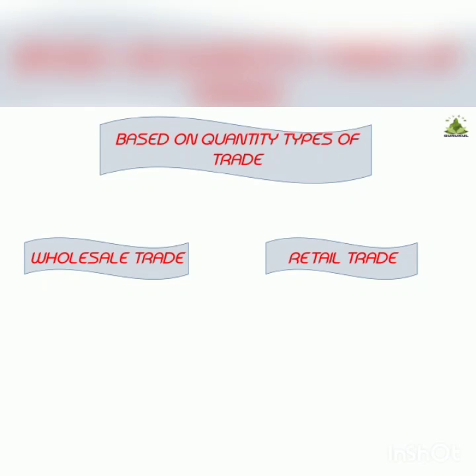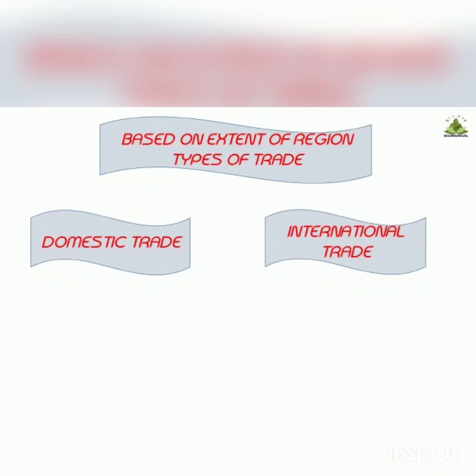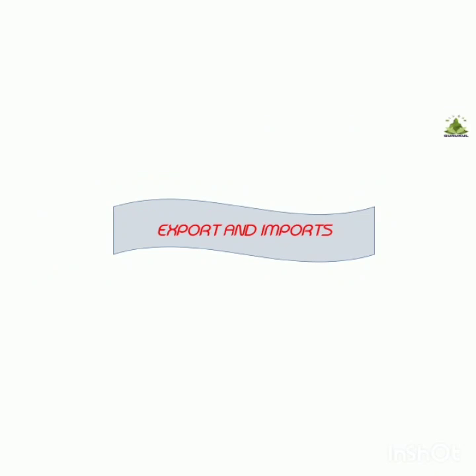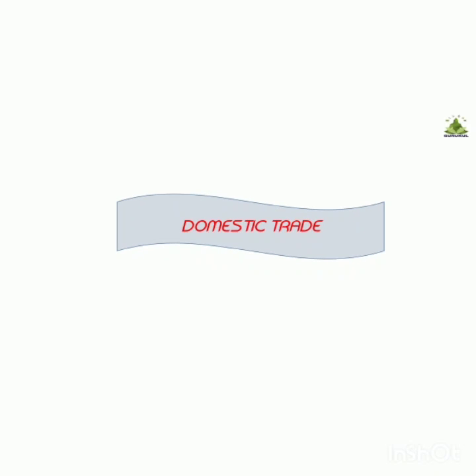So, in the last video, we have discussed about the types of trade based on quantity, which was wholesale trade and retail trade. In this video, children, again we are going to deal with types of trade only. But here the trade will be domestic trade and the international trade. And we'll also deal with exports and imports over here in this video. Let's start up with domestic trade.